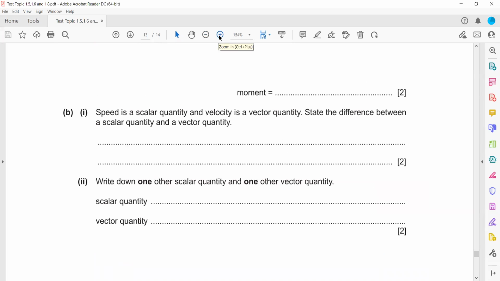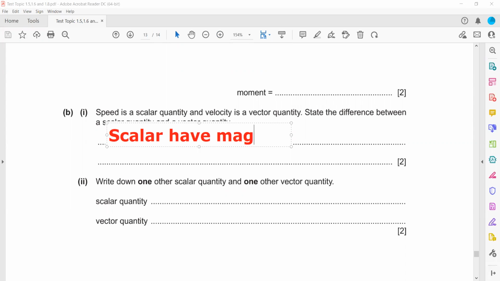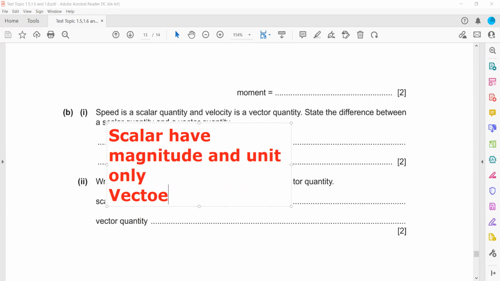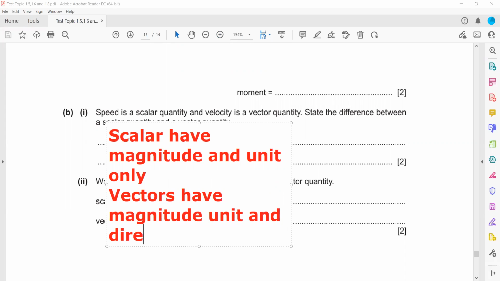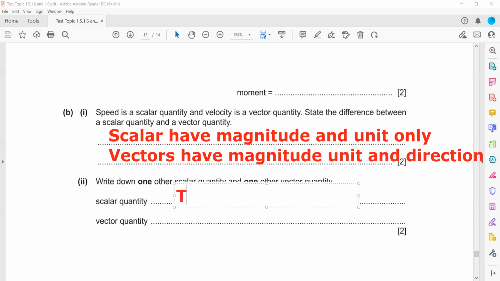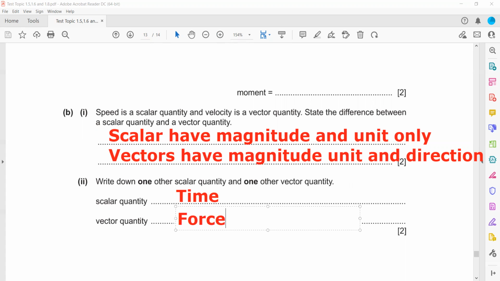Speed is a scalar, velocity is a vector. What is the difference between scalar and vector? Scalars have magnitude and unit only. But vectors have magnitude, unit, and the most important thing, a direction. For example, you can mention time is a scalar quantity, and force or weight is a vector quantity.